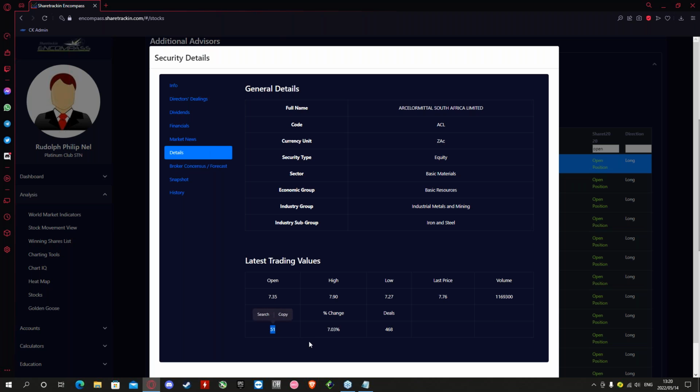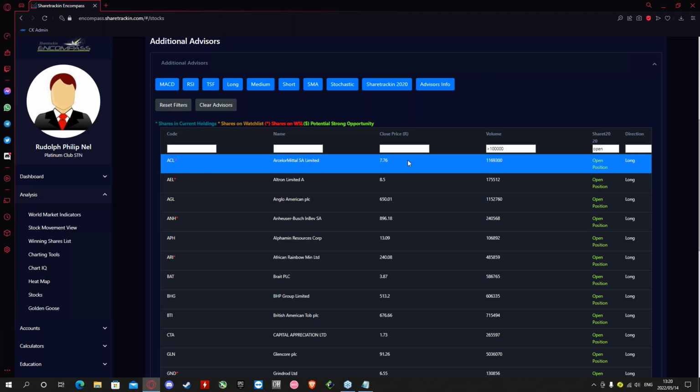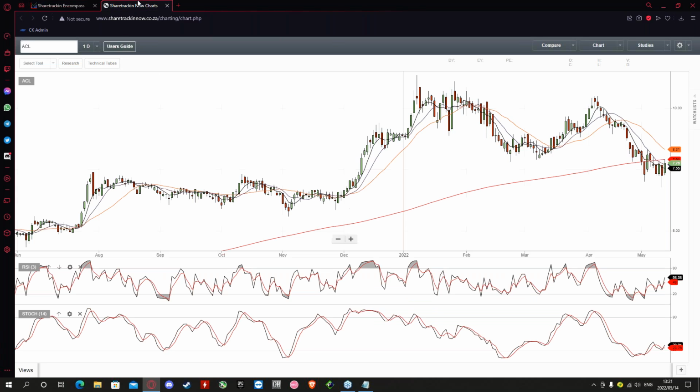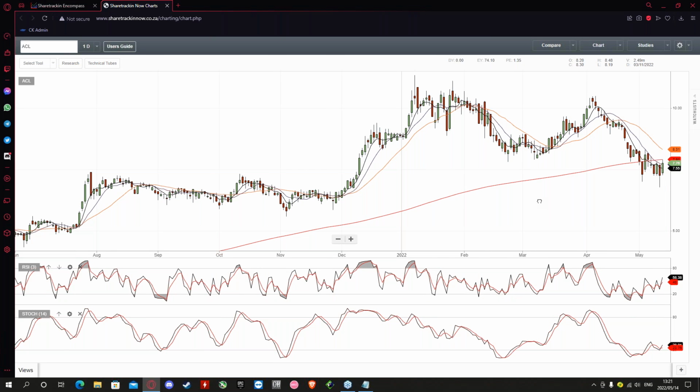Okay, then your change, so that's 51 cents that the share moved with. That is a movement of 7.03%. So it means that the share has gone up. But we need to make sure now that that share actually has gone up, and that we can open a long position on the share. So we're going to click on Anchor Middle, go to Chart IQ. Chart IQ is at the bottom here, and we'll open your Chart IQ page for you. Now I can already see a few things on here which would agree with that long.